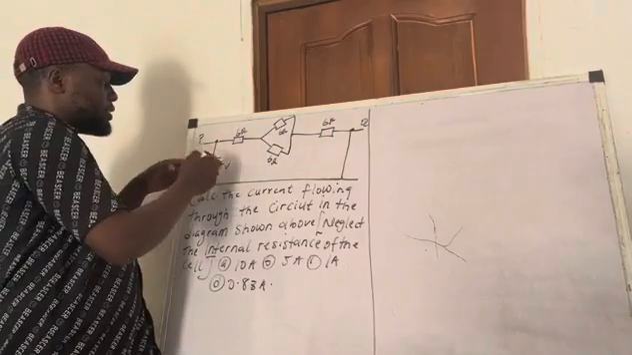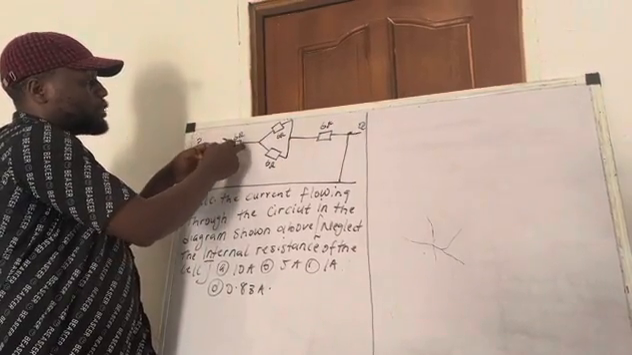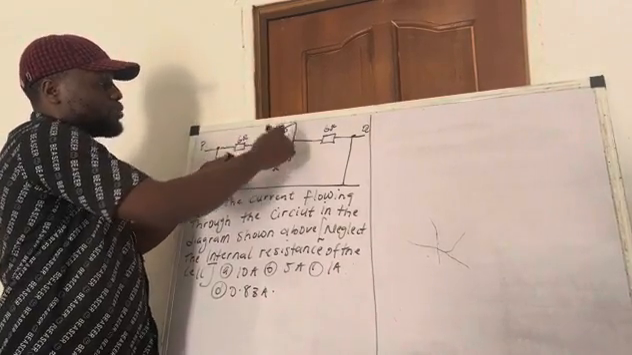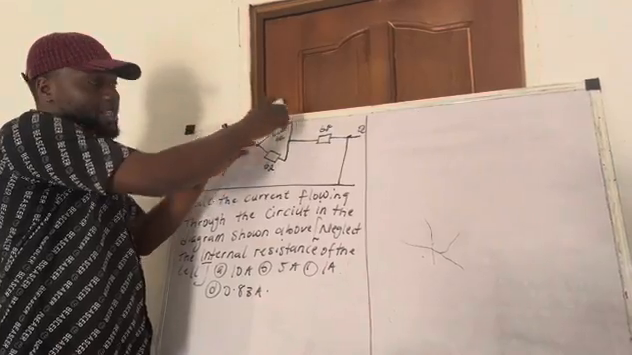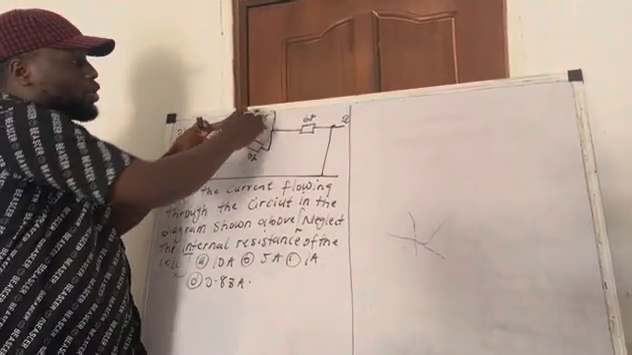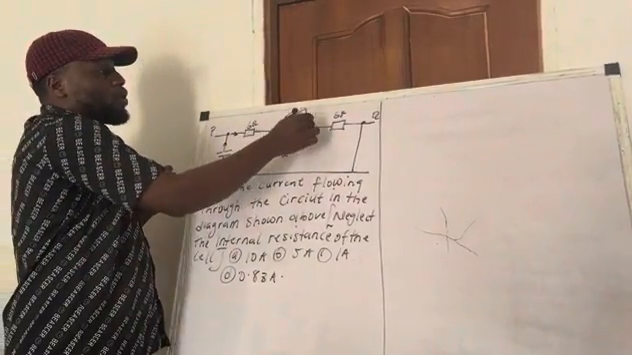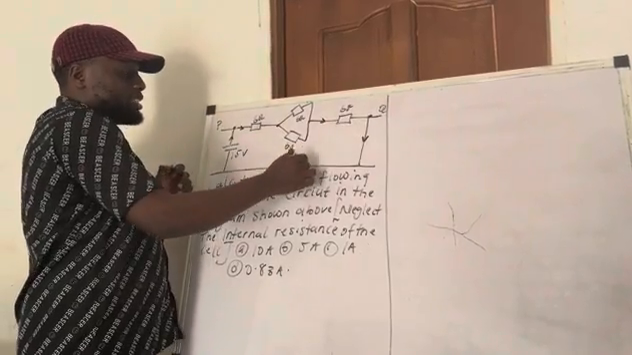If you look at it, the current moves from here down to this place, then from here it divides into this and this. Because of this, it becomes a parallel arrangement inside the circuit. Then it comes here and flows out again. Now we are going to calculate the current flow in this circuit.